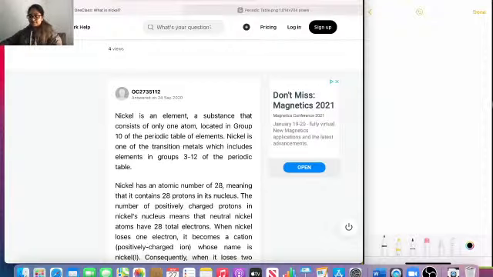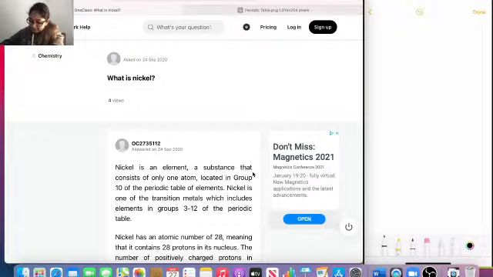Okay, so our first question says, what is nickel? Basically, nickel is an element, and the scientific way of writing it is Ni, with a lowercase i. It's part of group 10.